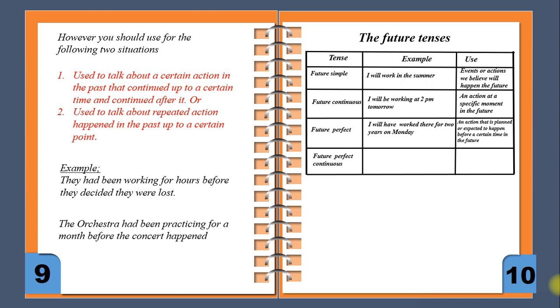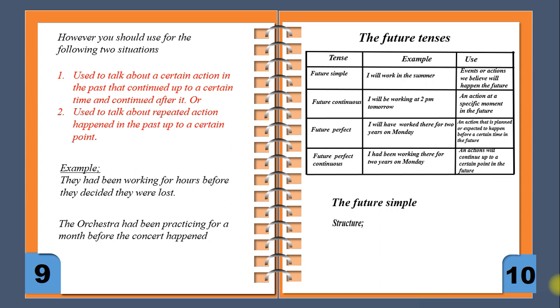And finally, future perfect continuous. I will have been working there for 2 years on Monday. And the use of future perfect continuous is to talk about an action that will continue up to a certain point in the future. Let us look at each one by one.